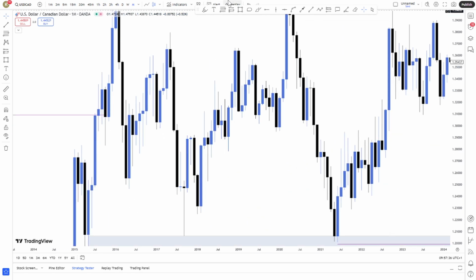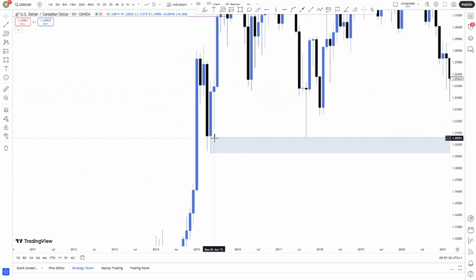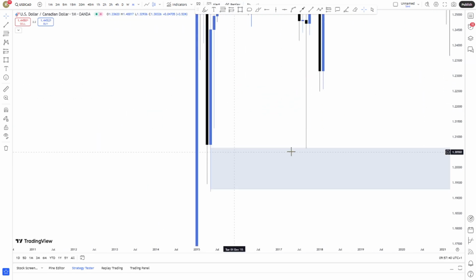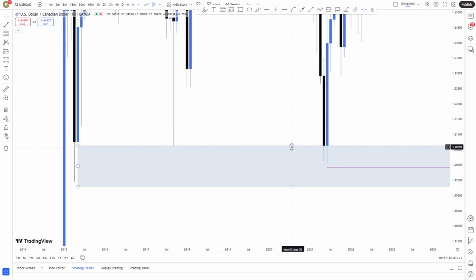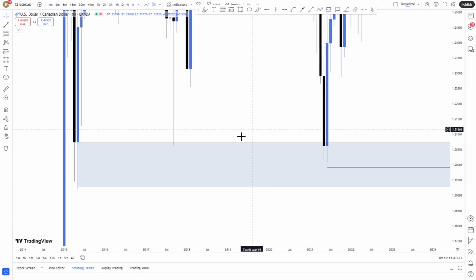So I think that's enough for rejection block for now. This one is a typical rejection block, and if you draw it completely, you have to draw it from the beginning of the week to the end of the week.